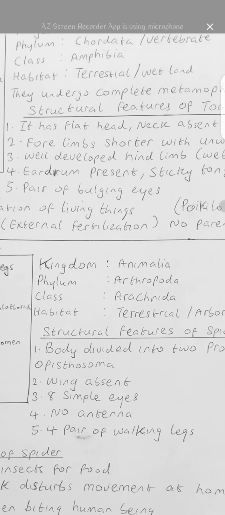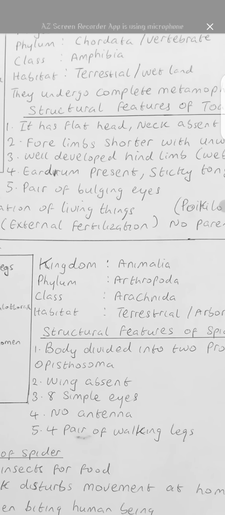The habitat. Okay, terrestrial, or wetland. Wetland, a moist land. Yes, snails also stay in a moist land. So that's the similarity they have with toad in that aspect. There are some things I put here to note. They undergo complete metamorphosis. That is, they start from egg, to larva, to those stages. So they undergo complete metamorphosis.